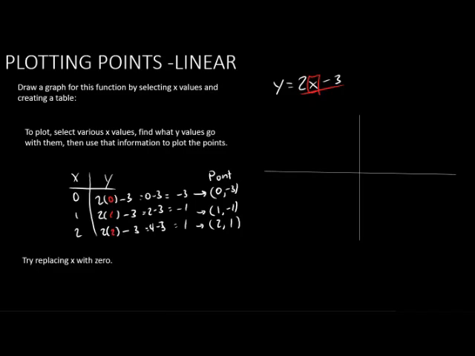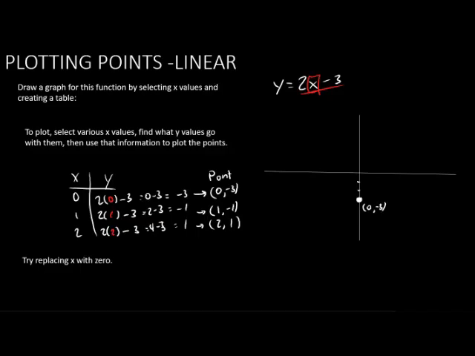Now we will place the points we just found on this graph to the right. Our first point is 0, negative 3. We locate negative 3 on the y-axis. Our x is 0, so it will be right on top of the axis. And so our first point is at this first white dot.